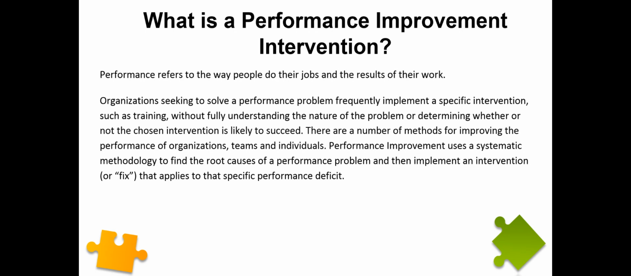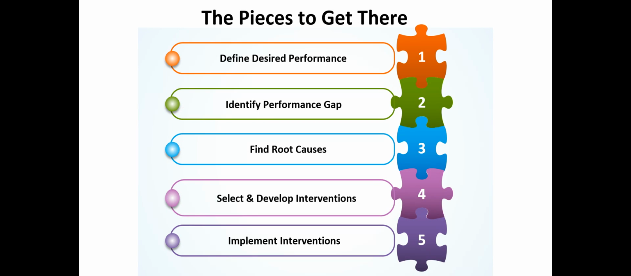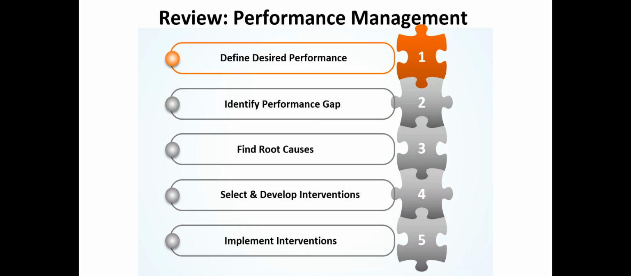Performance improvement uses a systematic methodology to find the root causes of a performance problem and then implement an intervention that applies to that specific performance deficit. When a performance factor is missing and a gap in performance has occurred, a solution or intervention usually becomes clear. How do we get there? Define desired performance, identify performance gap, find root causes, select and develop interventions, implement those interventions.